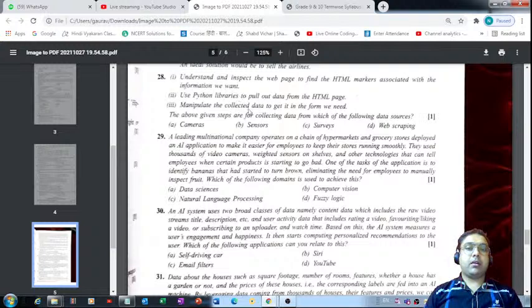Manipulate the collected data to get it in the form we need. The above given steps are for collecting data, absolutely right. From which of the following data sources? So there are these 4 sources from where we can collect the data, and we generally use this data collection technique in the data acquisition stage, right?